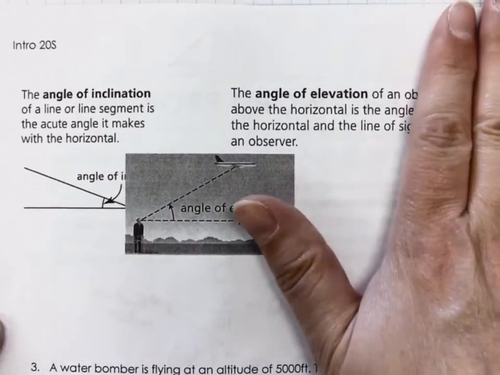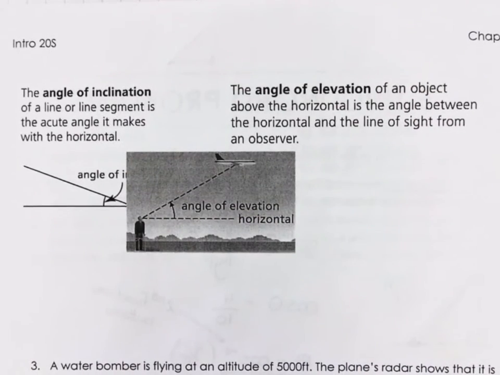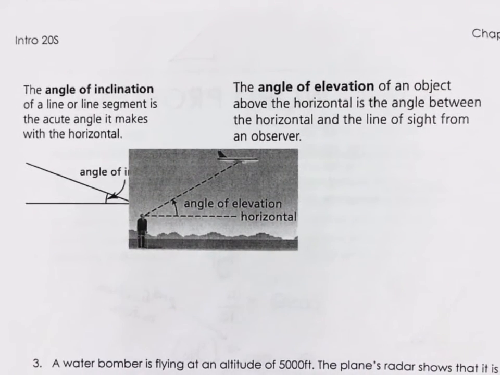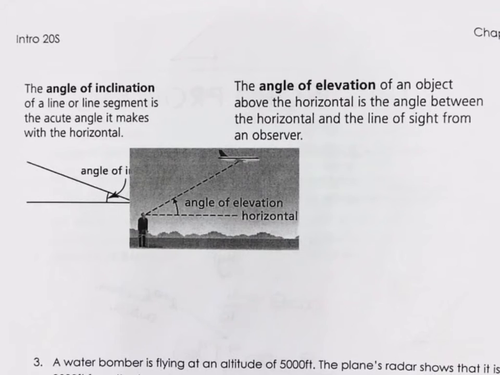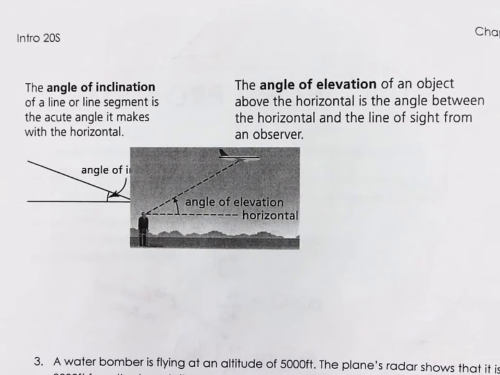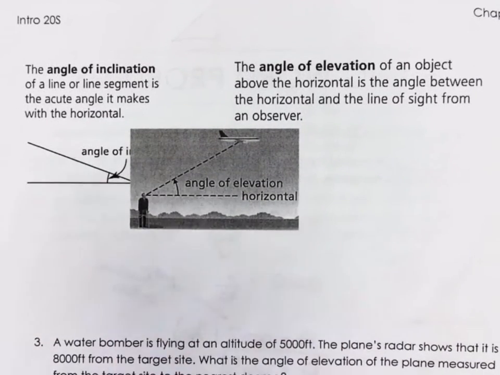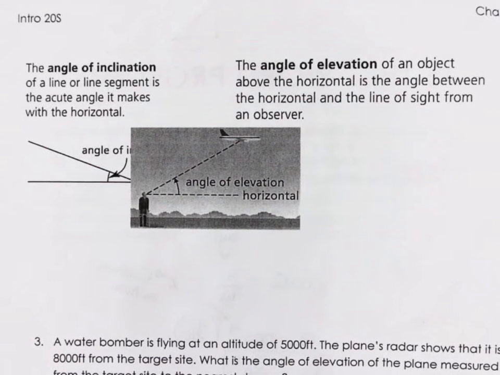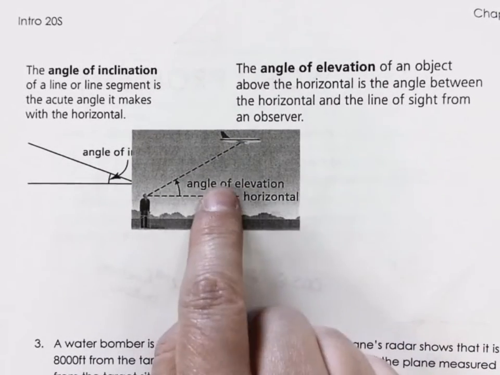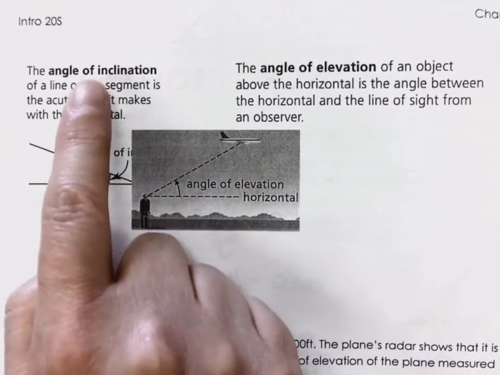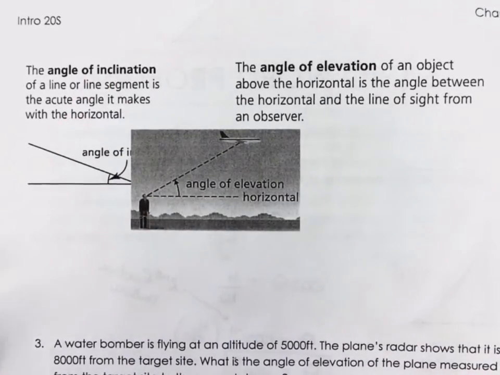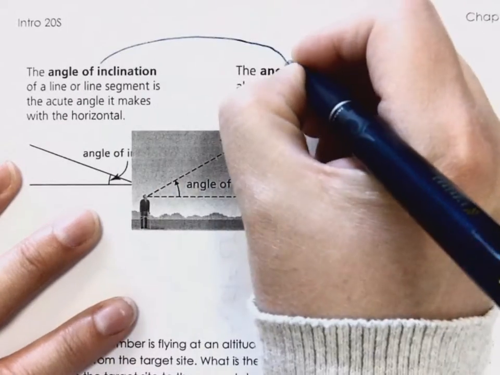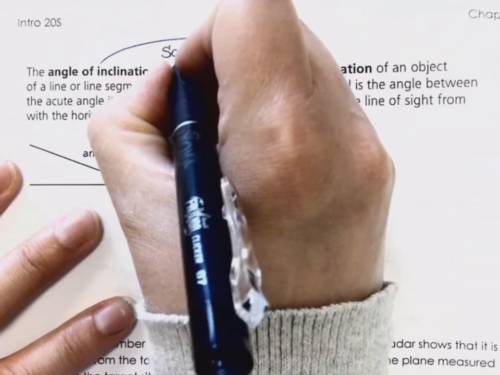All right, so we're going to get into angle of elevation and angle of depression a little bit later on. That's going to be on Monday. But I'm giving you a preview. Angle of elevation is the angle looking up from the horizontal. Another name for that is angle of inclination. So angle of inclination, angle of elevation, those are the same thing.